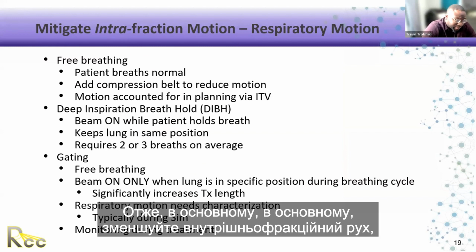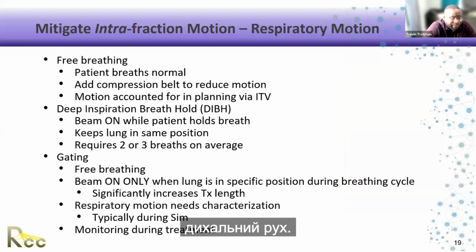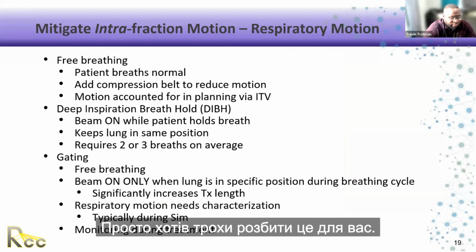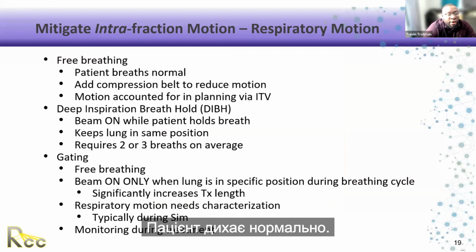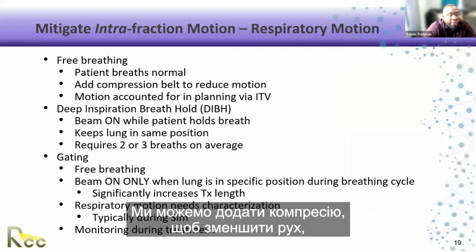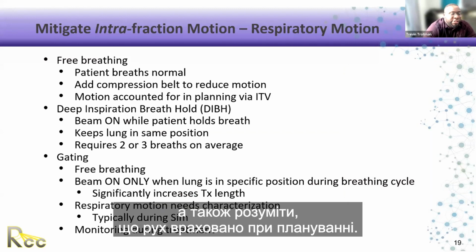So basically, mitigate intrafraction motion, respiratory motion. Just wanted to break this down a little bit for you, right? So free breathing, that's one way. Patient breathes normal. We can add compression to reduce motion and also understand that the motion is accounted for in the planning via the ITV.